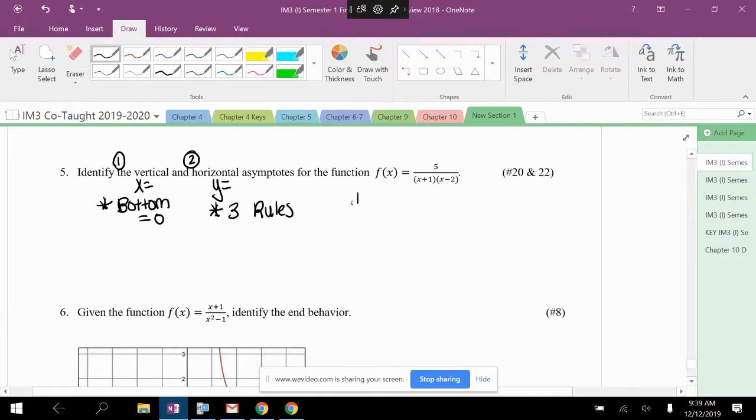So number 1, what are the vertical asymptotes? Well, relax. Your vertical asymptote is x equals what number? -1. What about this guy? 2. Very good. These are your vertical asymptotes.